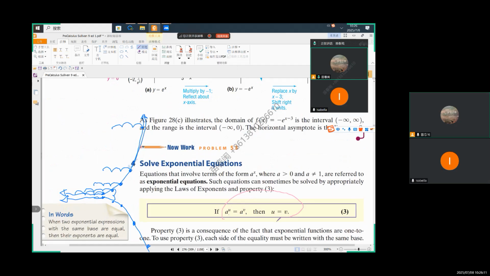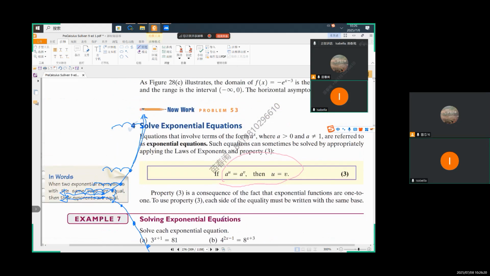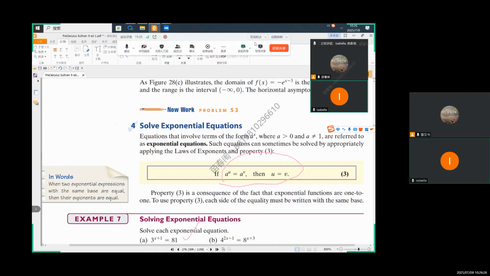Do you remember this? We're gonna use some... Yeah, that makes sense. For example, how to solve this? Oh, okay, give me a second. Let me clear it.